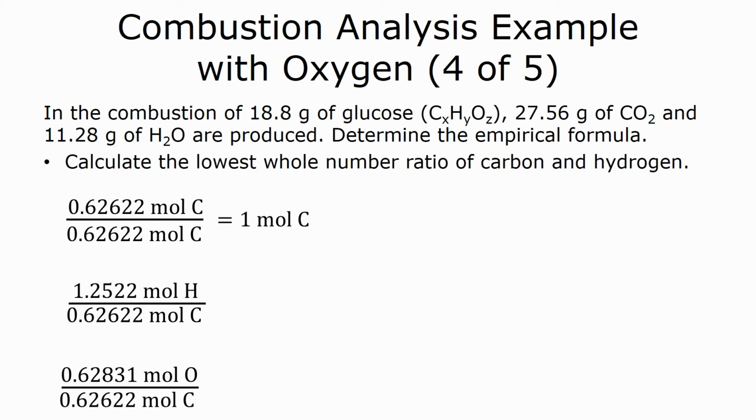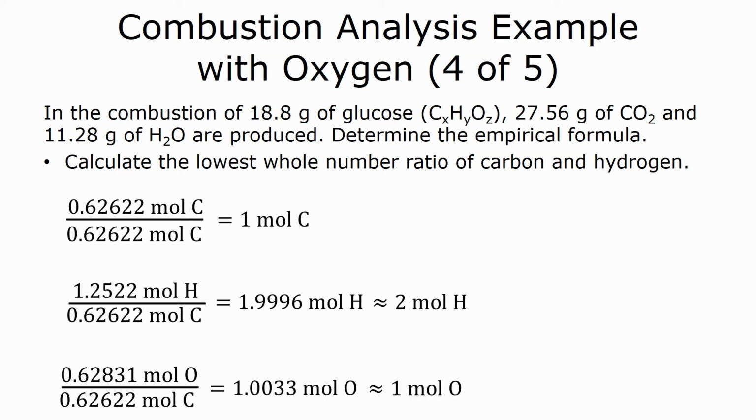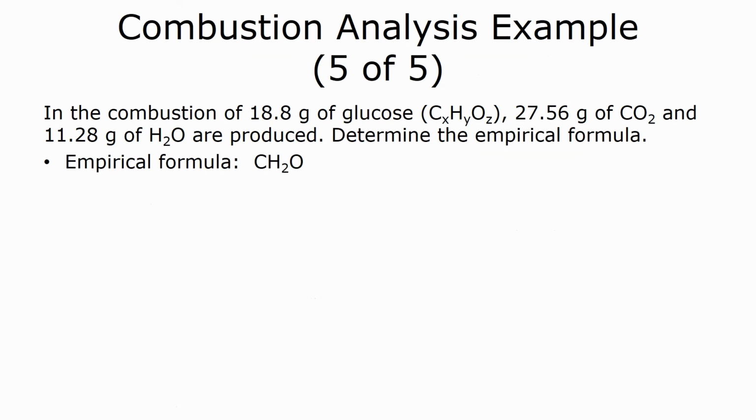This means that for every 1 mole of carbon, we have 1.9996 moles of hydrogen, or 2 moles of hydrogen, and 1.0033 moles of oxygen, which is essentially 1 mole of oxygen. Which means that the empirical formula is CH2O. And that's as far as we need to go, unless we've been given a little bit more information about glucose.